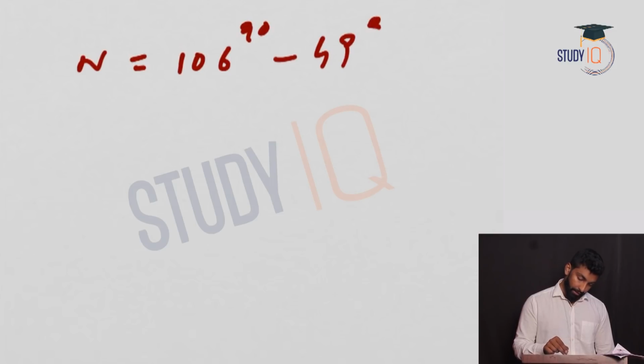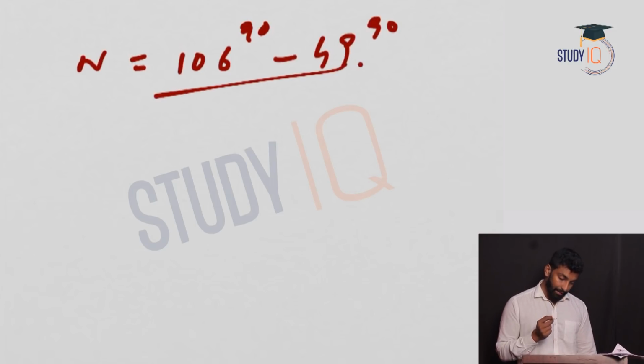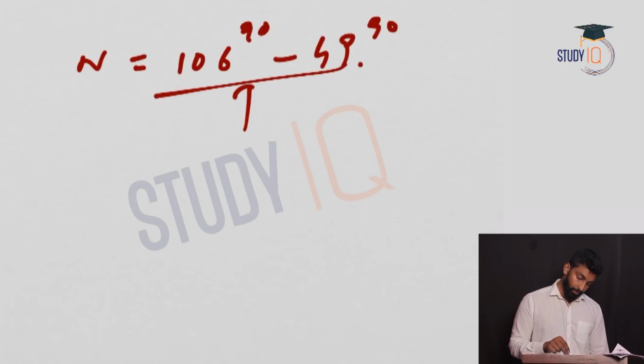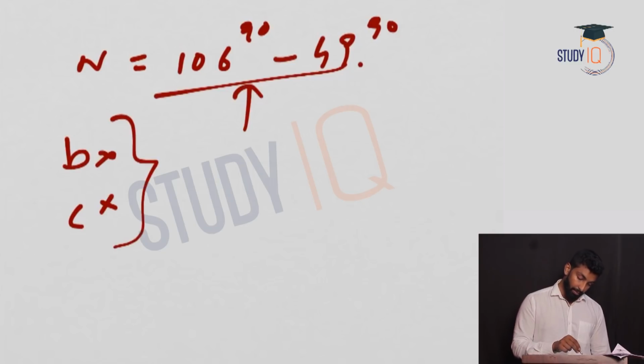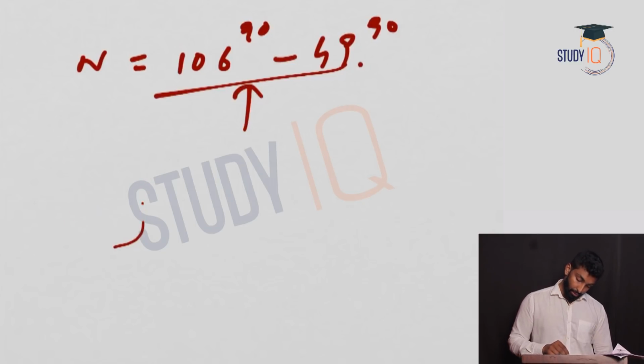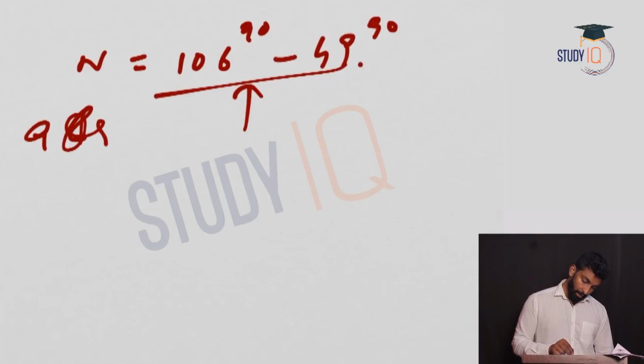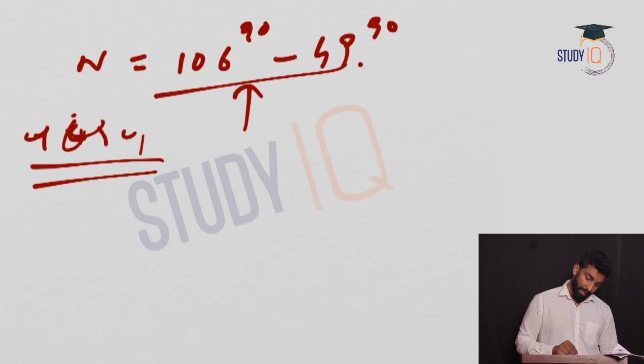Now what is the question? Which among the following will completely divide the number 106 raised to 90 minus 49 raised to 90? Now one thing that you need to understand is, this is an odd number, right? So you can directly eliminate B and C. B is not possible, C is not possible because both of them are even numbers. So your answer is either A or D. Okay, let's keep that in mind.